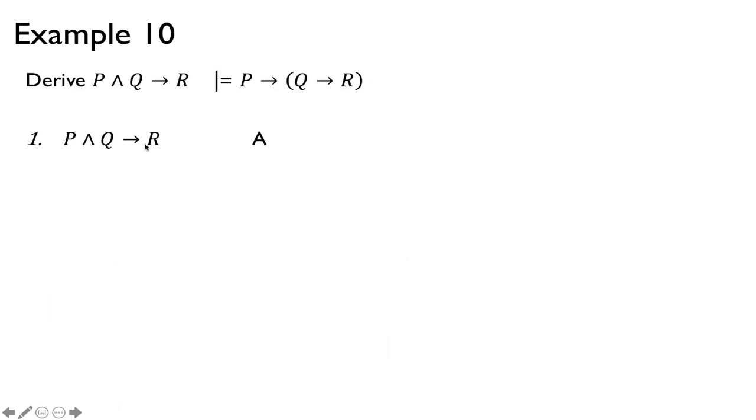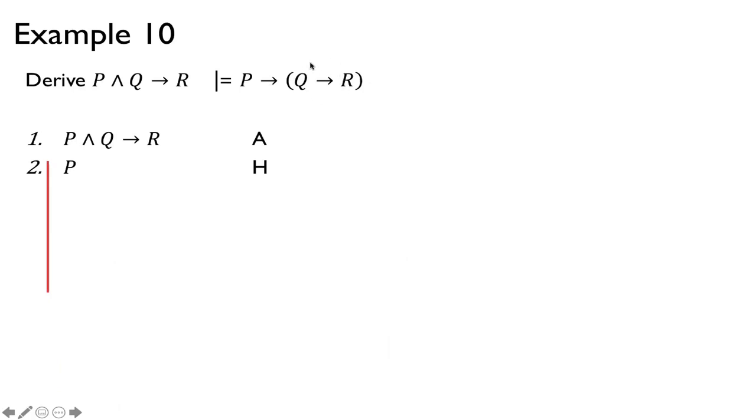Okay, so here's our assumption. P and Q implies R. So again, we have this conditional, so we know that we have to hypothesize. We also have this conditional, so we know we have to hypothesize again. But this time, unlike the previous time where we hypothesized one after another, this one is a nested hypothesis. So let's hypothesize P. And now we want to get to Q implies R. Right? We want to get to this.